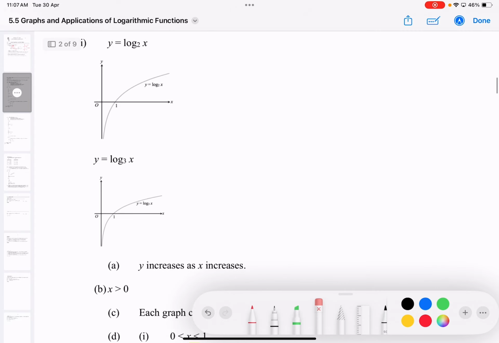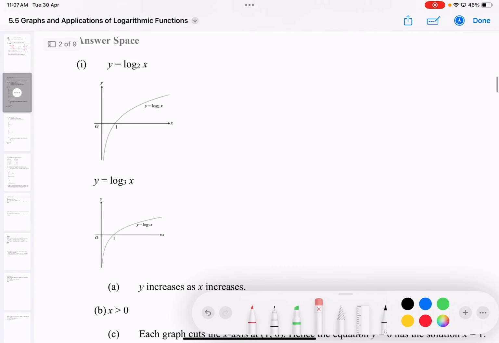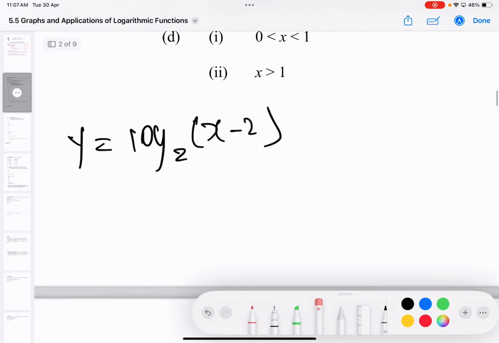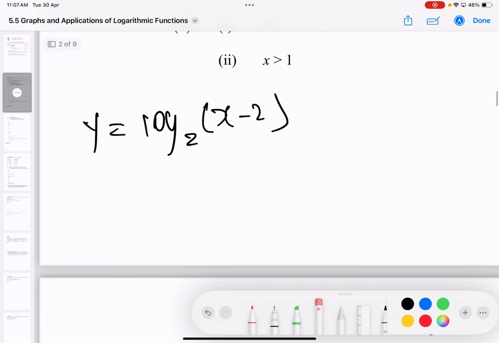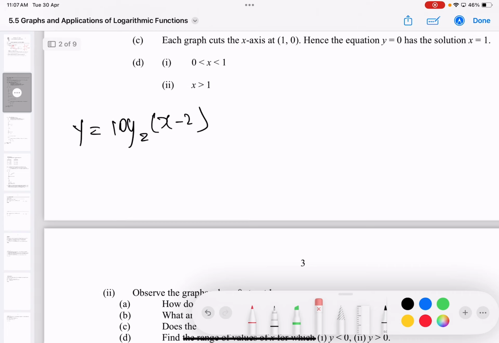Now I want you guys to write down this example. On the second page at the bottom, write down this example: y equals log_2(x minus 2). Can you just quickly write down this example?